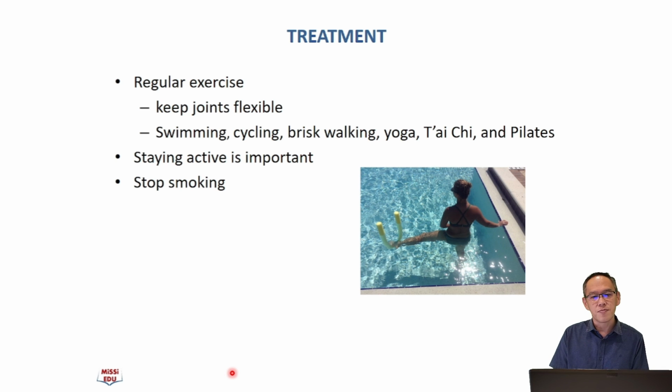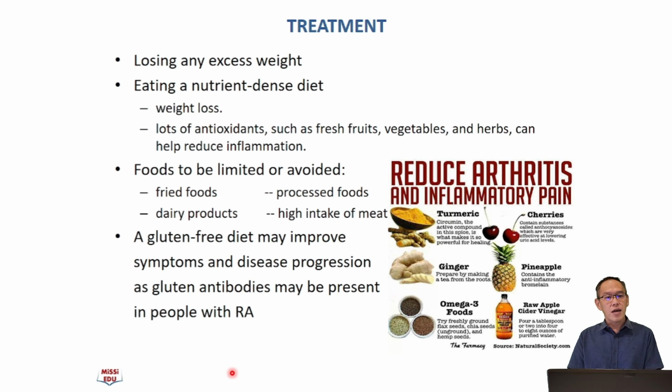Staying active is important. The other thing that we have to go for in lifestyle change is to stop smoking. For example, in rheumatoid arthritis, smoking has been proven to worsen the outcome. Now, losing any excess weight is good for any joint pain, in particular those arthritis involving weight-bearing joints like knee and hips or even ankles. You have to eat a very nutrient-dense diet in terms of weight loss and lots of antioxidants, for example, fresh fruits, vegetables, and herbs to reduce the inflammation.